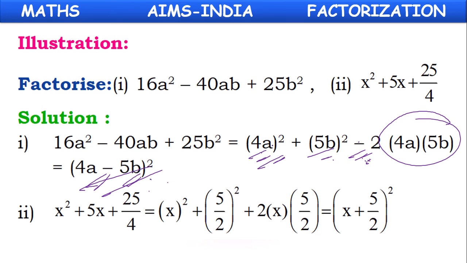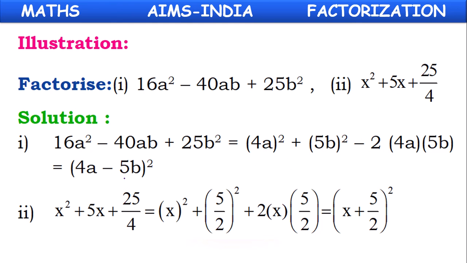So here they have taken this as first term, this as second term, this as third term. Like that also they can take. But we have to take the square root of the first perfect square and the square root of the second perfect square, connected by the other term symbol. That will be the factor.